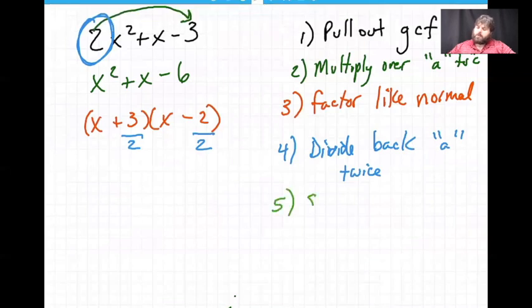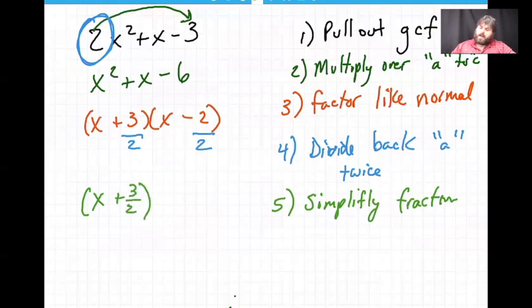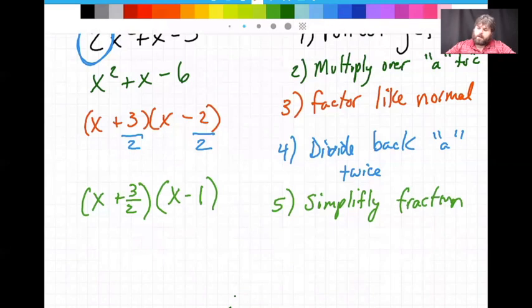All right, fifth step, simplify the fractions. So right here, 3/2 stays as 3/2 because it doesn't simplify. But here, 2 divided by 2 simplifies to be 1. So 2/2 can be written as 1. So that's what I mean by simplify the fraction. All right, last step, and then we're done.